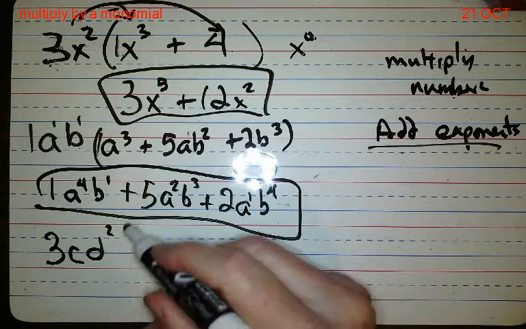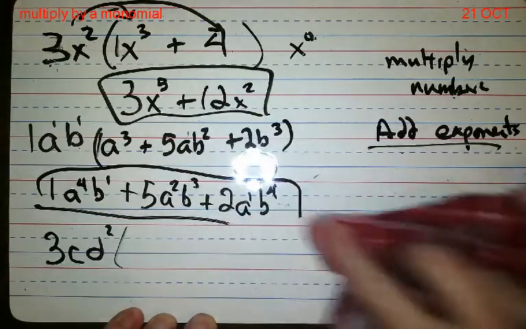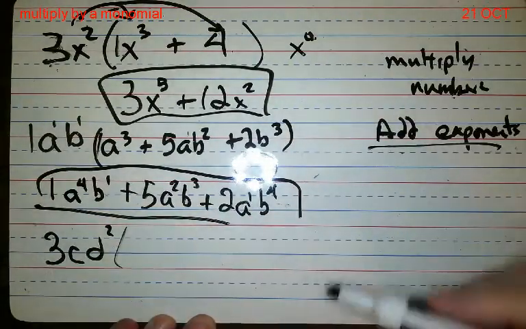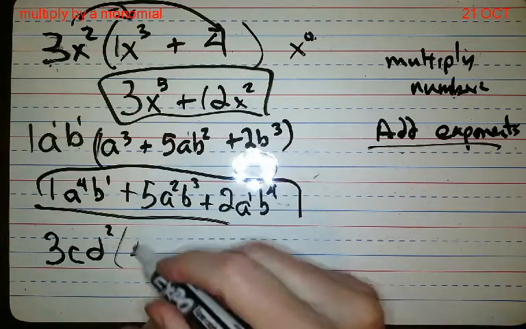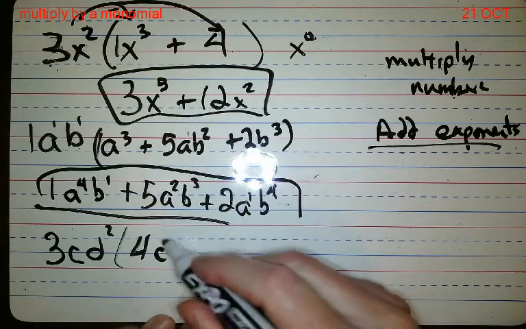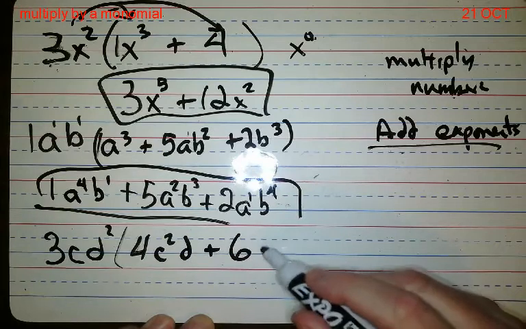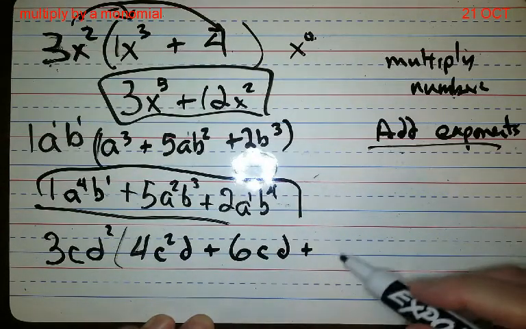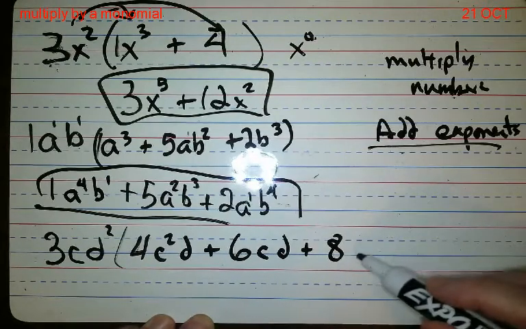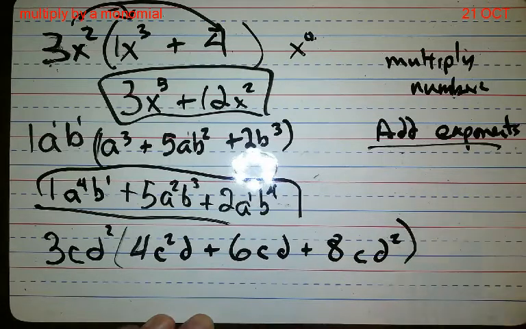So let's try it one more time. This will have numbers and letters in it, so we can make sure and get everything wonderful. So we'll have 4c squared d, and then 6cd, and then 8cd squared. There we go.